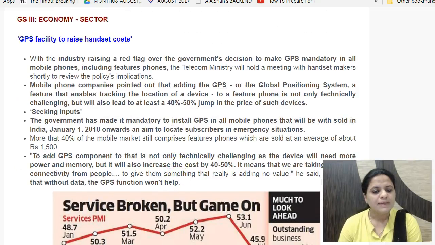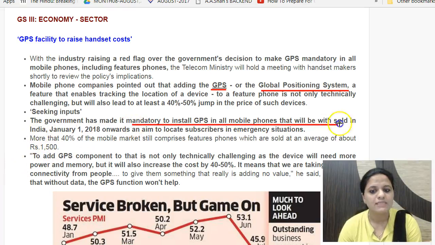Then next is GPS facility to raise handset costs. So this is regarding GPS, Global Positioning System. This is the open source system we know of from the USA, the satellite data which keeps a track. You have GPS in your mobile too, so you can know the location exactly, where you are, what is around you, what is the route. So this GPS is there in smartphones only, but in other standard phones there is no inbuilt GPS facility, and the government has mandated that all mobile phones in the country with effect from January 1, 2018 should have inbuilt GPS facility. So it is mandatory to install GPS in all mobile phones.